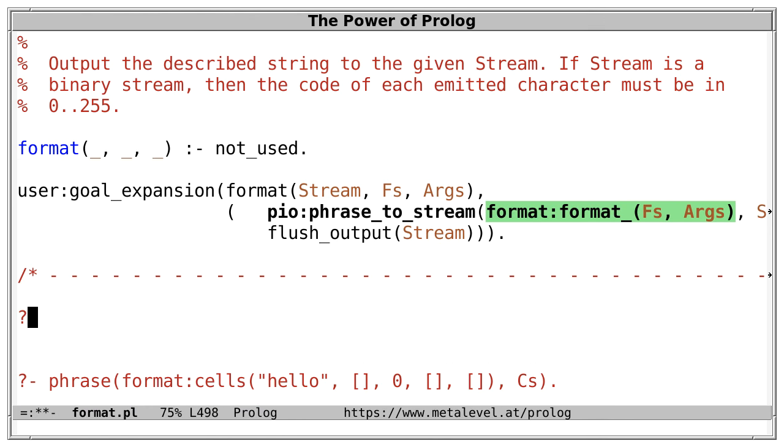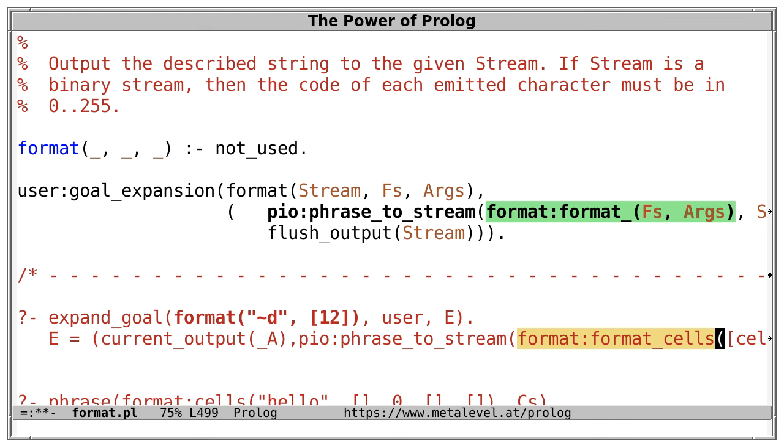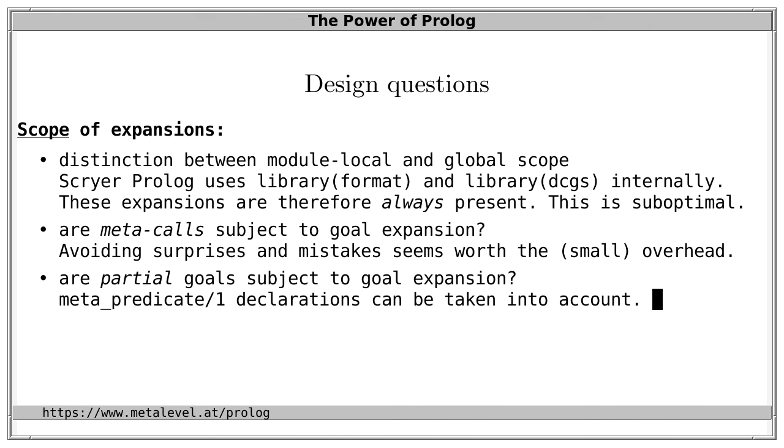For instance, let's ask for the expansion E of a goal format where the format string is known. Then we see maybe the most interesting part of the expansion. The partial goal format_, which we expected due to the above goal expansions, is expanded to format_cells by another goal expansion. Such known format strings are compiled to a more efficient mini-language that is interpreted at runtime. And this makes format more efficient, because it no longer needs to analyze the format string at runtime. So that's a very nice feature to have.